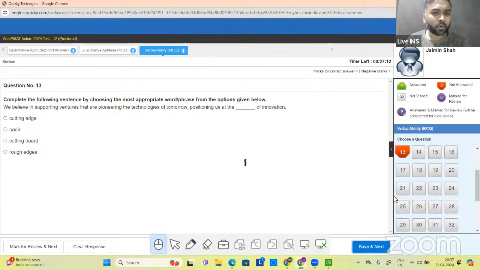We believe in supporting ventures that are pioneering the technologies of tomorrow, positioning us at the dash of innovation. Cutting edge of innovation, no. Nadir of innovation, cutting board, no, definitely not. Rough edges, no. Nadir.